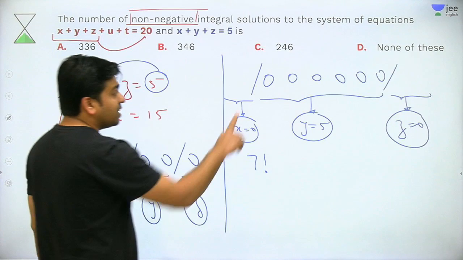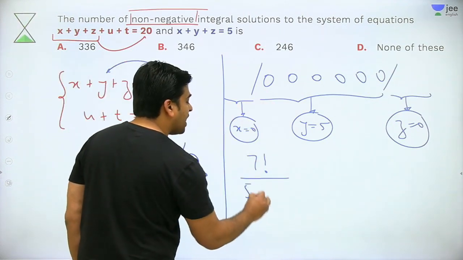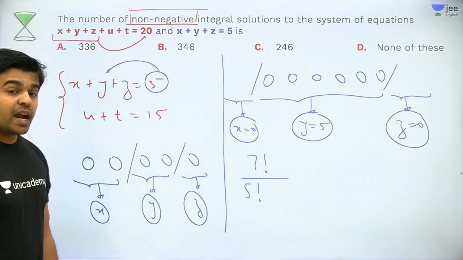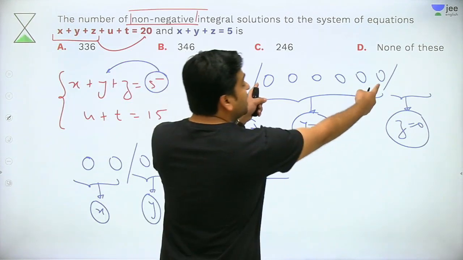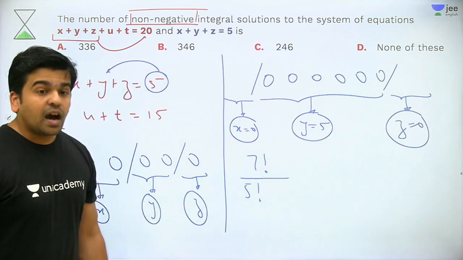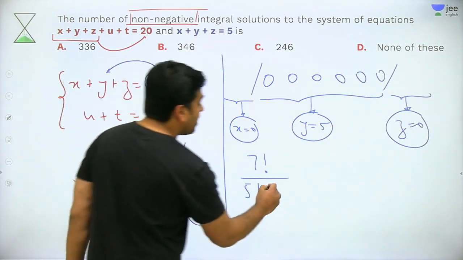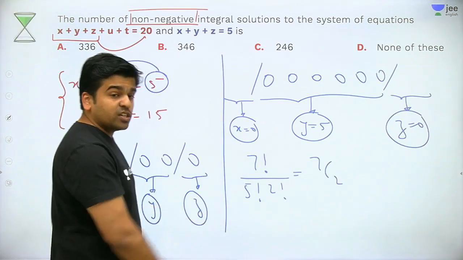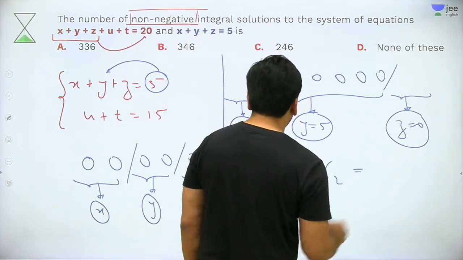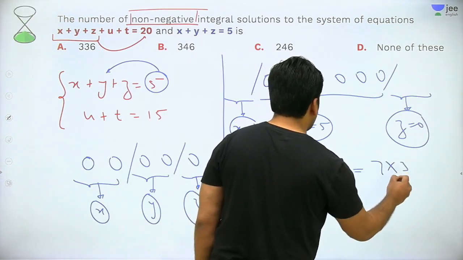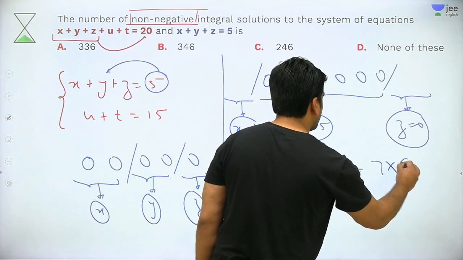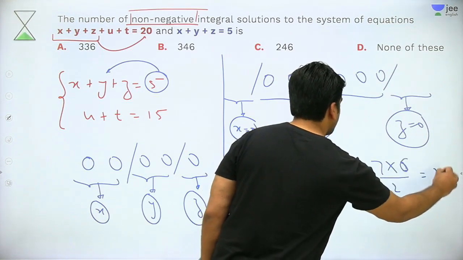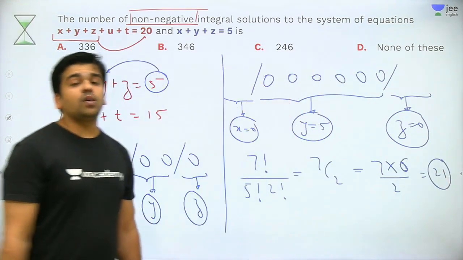But since here 5 objects are alike, I need to divide by 5 factorial, and the 2 objects are again alike. These fictitious partitions that I have used are also alike, so I will further divide this by 2 factorial. This comes out to be equal to 7C2. You can directly solve it and get the value. How much will this be? This will become 7 into 6 upon 2, which will be 7 into 3, which is 21, right? So these many solutions are present.